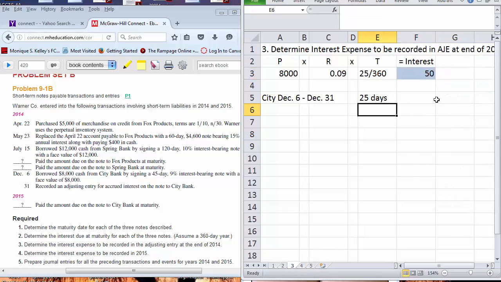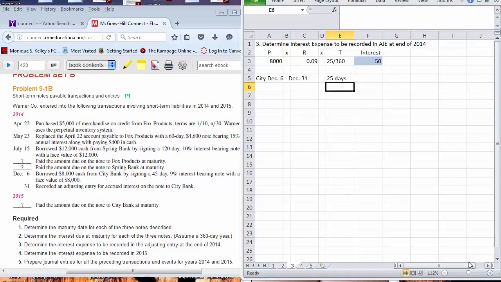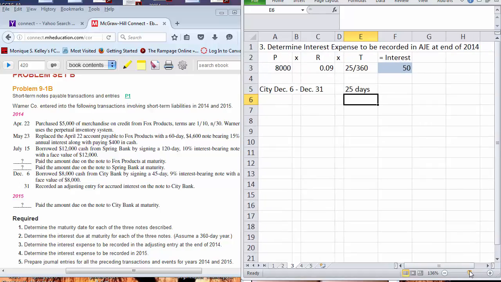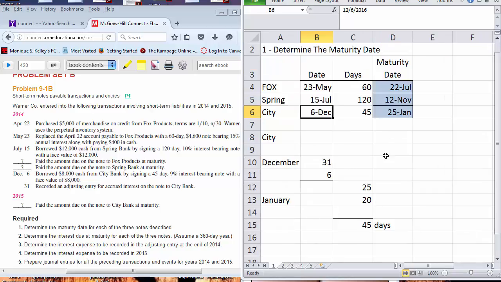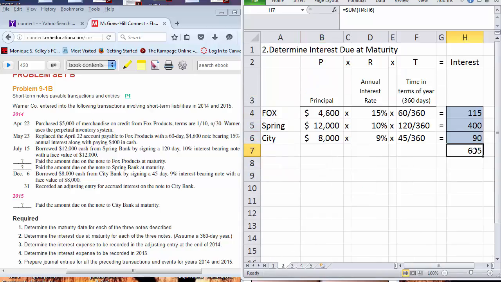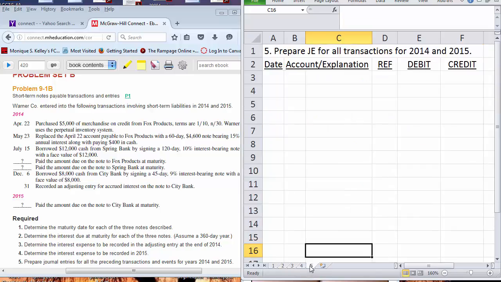And we have $50 in 2014. So 50 plus 40 equals our grand total of 90 for Citibank. So even though it's 45 days, part of it relates to 2014 and the other part relates to 2015.